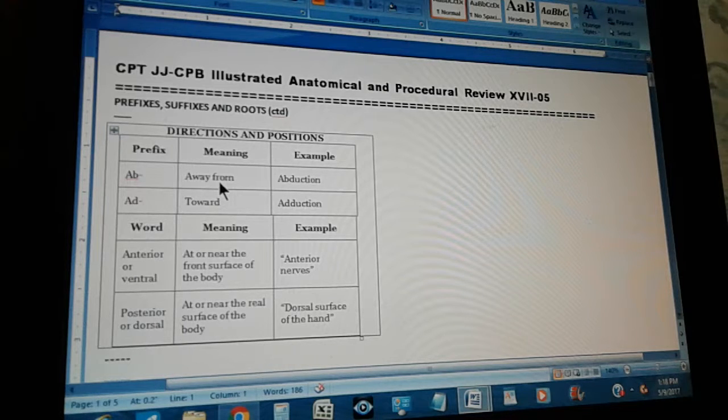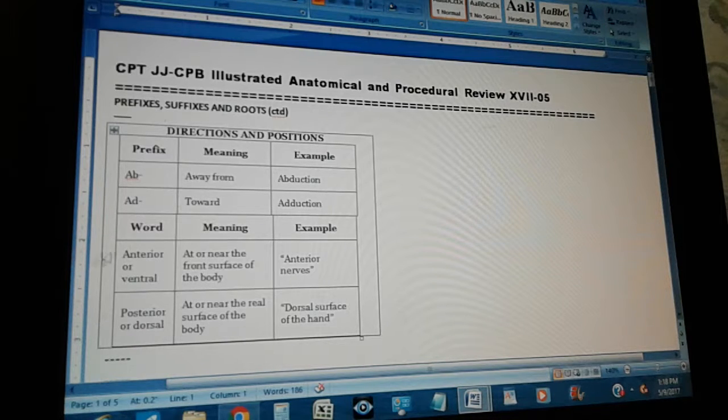Away from. And the example would be abduction. Abduction is to take somebody or something away from, right? Now the prefix is ad, and what does it mean? It means toward. Which means adduction will be taking something toward something, not away, but toward, right?